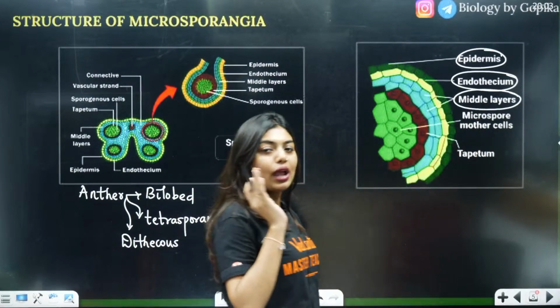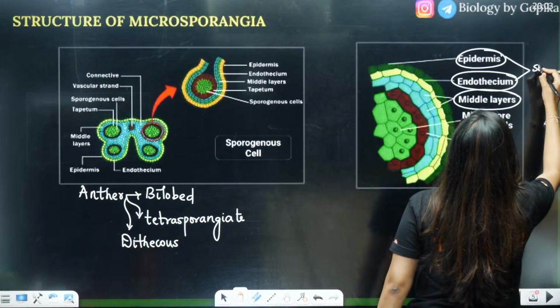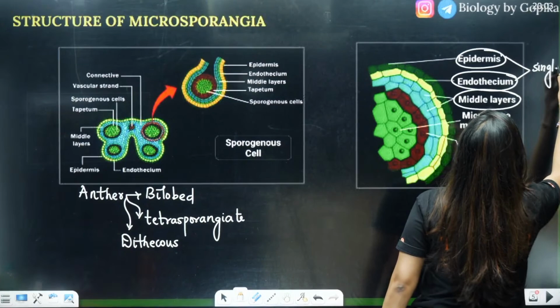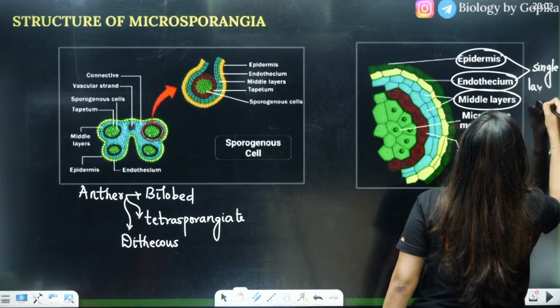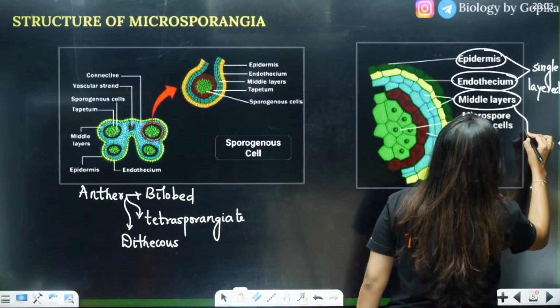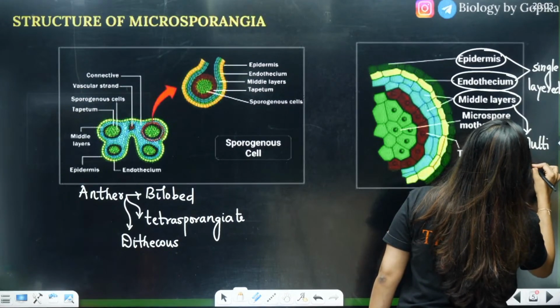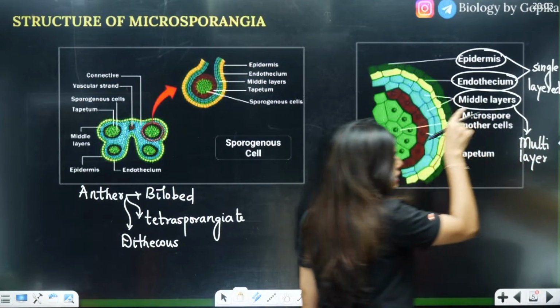Now remember that your epidermis and endothelium are single layered, but the middle layer will have multiple layers. That's why when you see the labeling in your textbook, you will see that it is labeled multiple times.